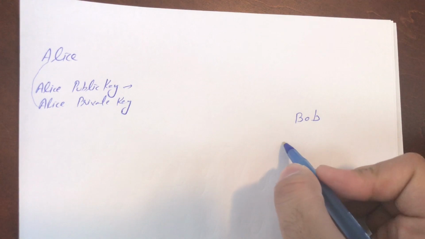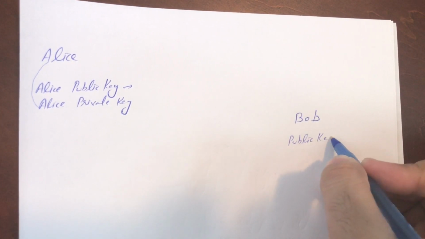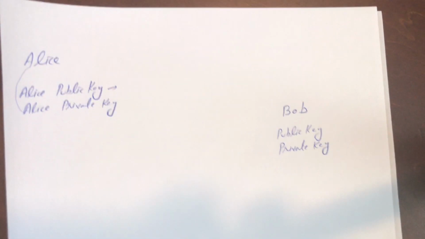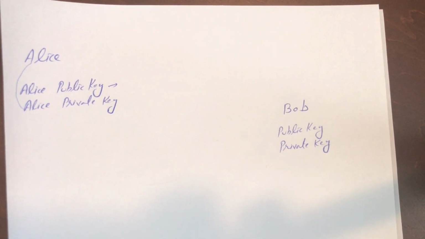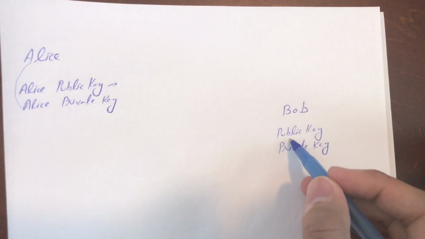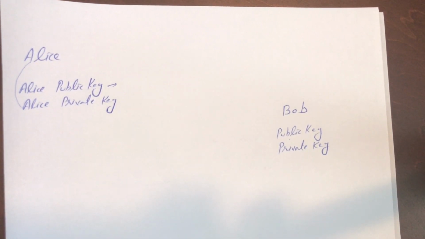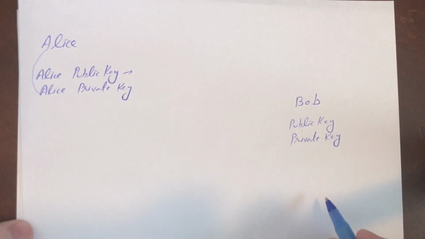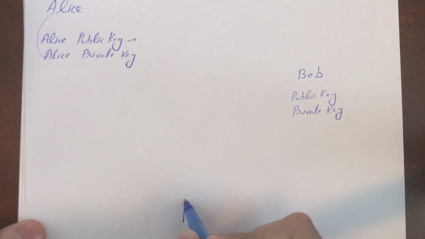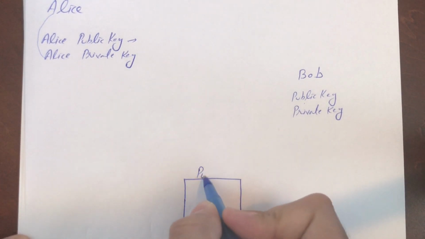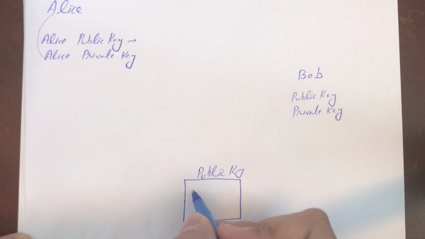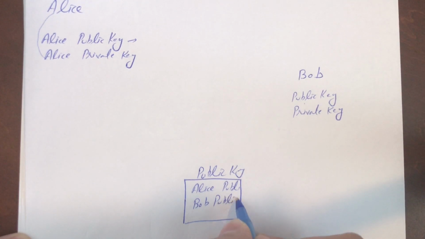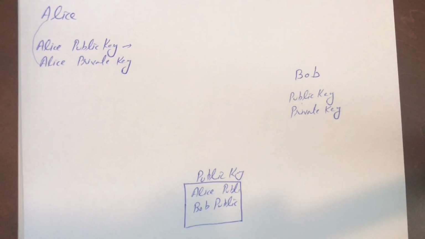The same is the case with Bob. Bob has a public key and Bob also has a private key. The public key is known to everybody. Alice knows Bob's public key, but the private key is only known to Bob. Who else knows the public keys? We assume that we have a bank of public keys. This bank has Alice's public key, Bob's public key, and if there is any other person, it holds their public key as well.